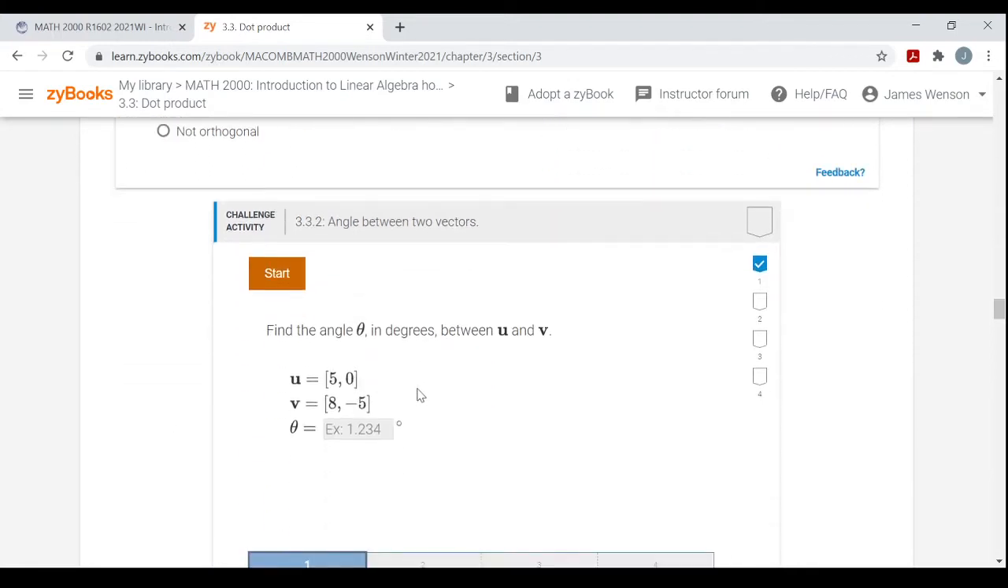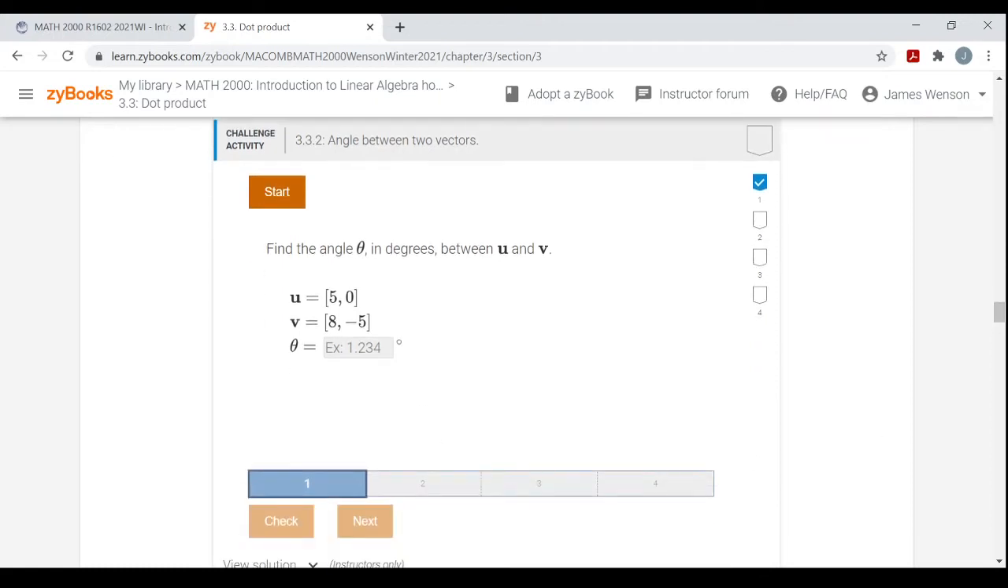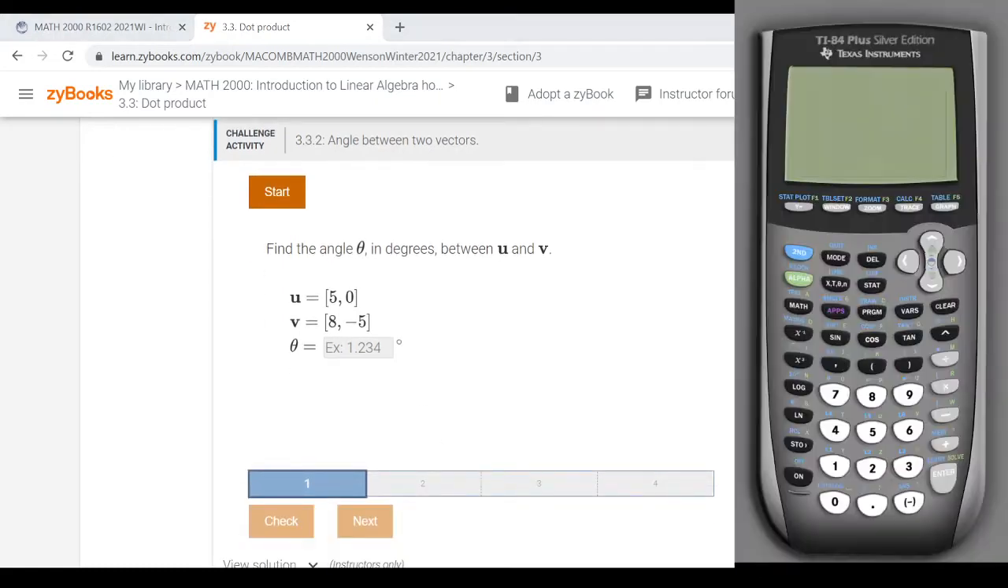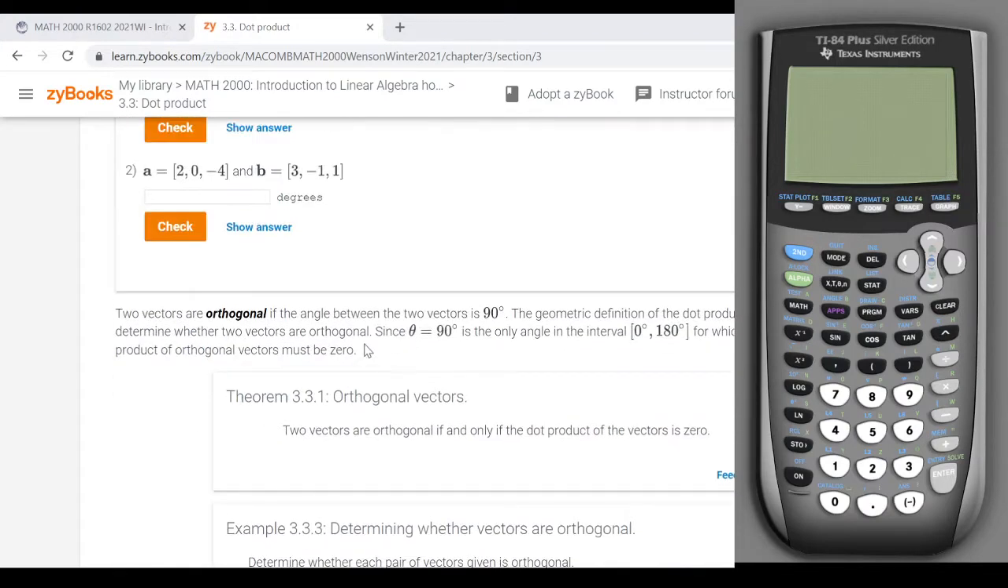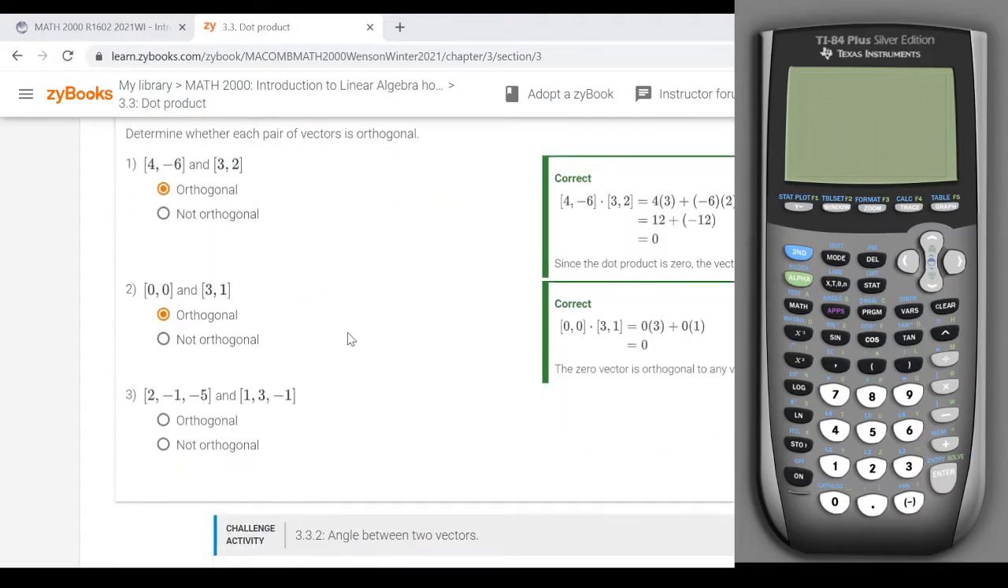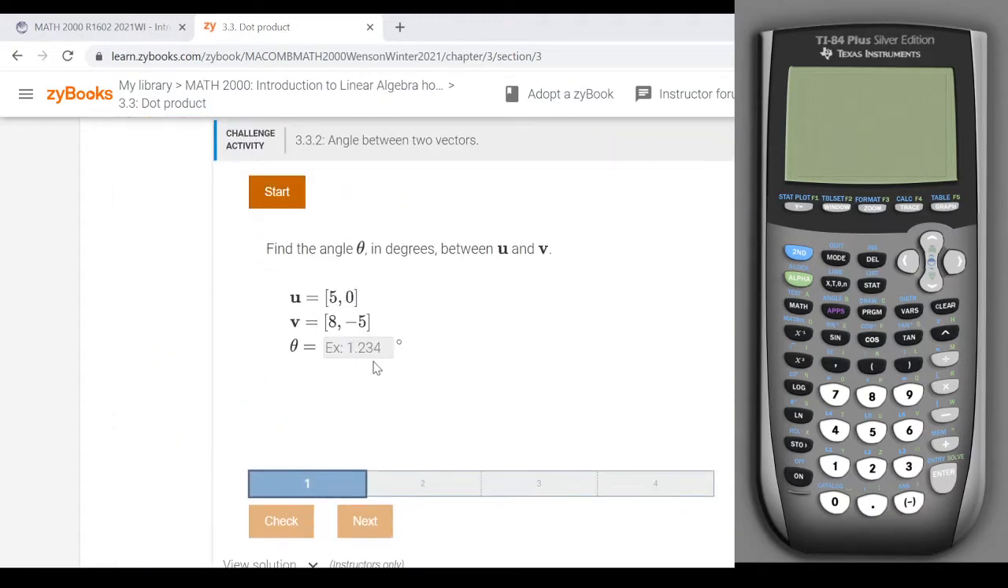All right, so this one, I'll pull the calculator up. It's asking us to find the angle theta in degrees between u and v, and then careful, look at the example inside the block there. See, it wants you to enter a number, point, and then 3 numbers this time. So enter to the nearest thousandth, not the nearest hundredth like the previous activity.